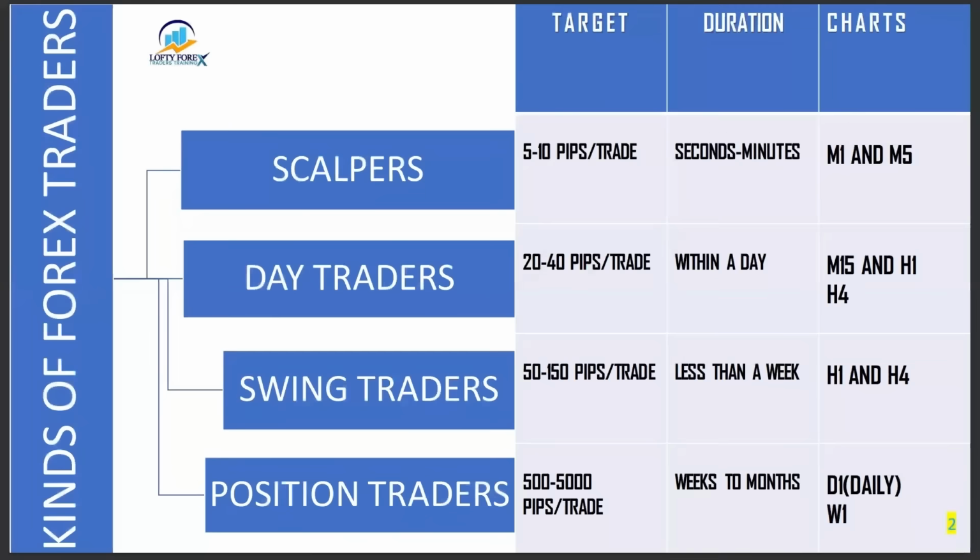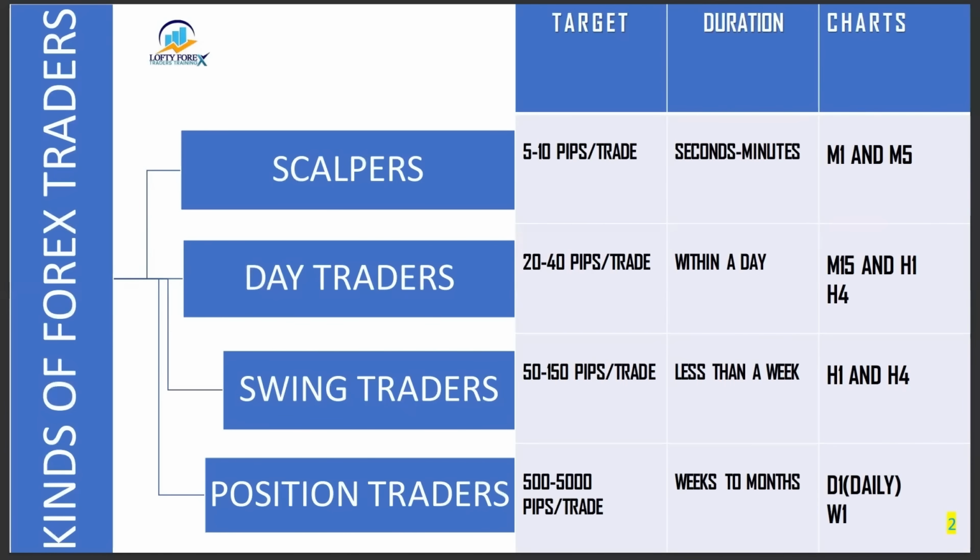Now, the next thing we want to look at is kinds of Forex traders. So at the end of this, I want everyone to pick what kind of trader they want to be based on explanations I give. Now, the first one, we call them the scalpers. They target 5 to 10 pips per trade, and they need to make their profits within seconds to minutes. And they use the 1 minute and 5 minute charts.